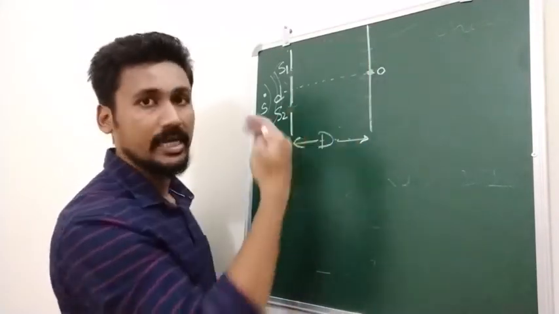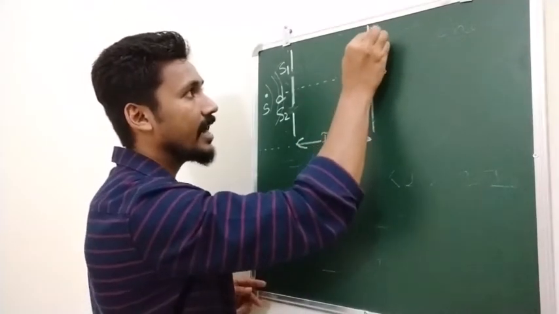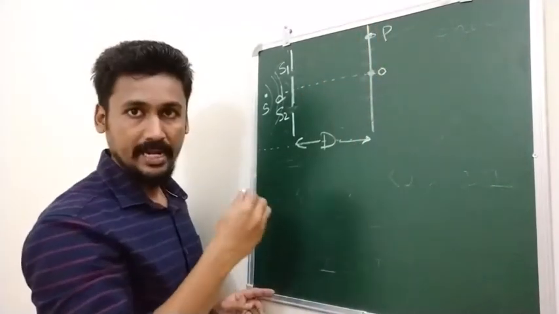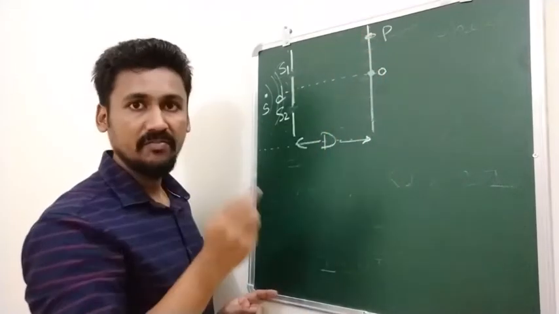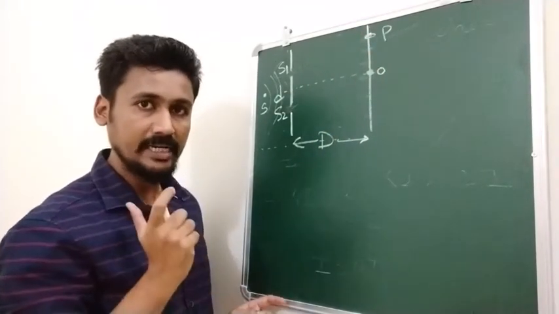Right? But what about the other spots? So let us select an arbitrary point P, and now we want to find out at P whether we will have a constructive interference or destructive interference.